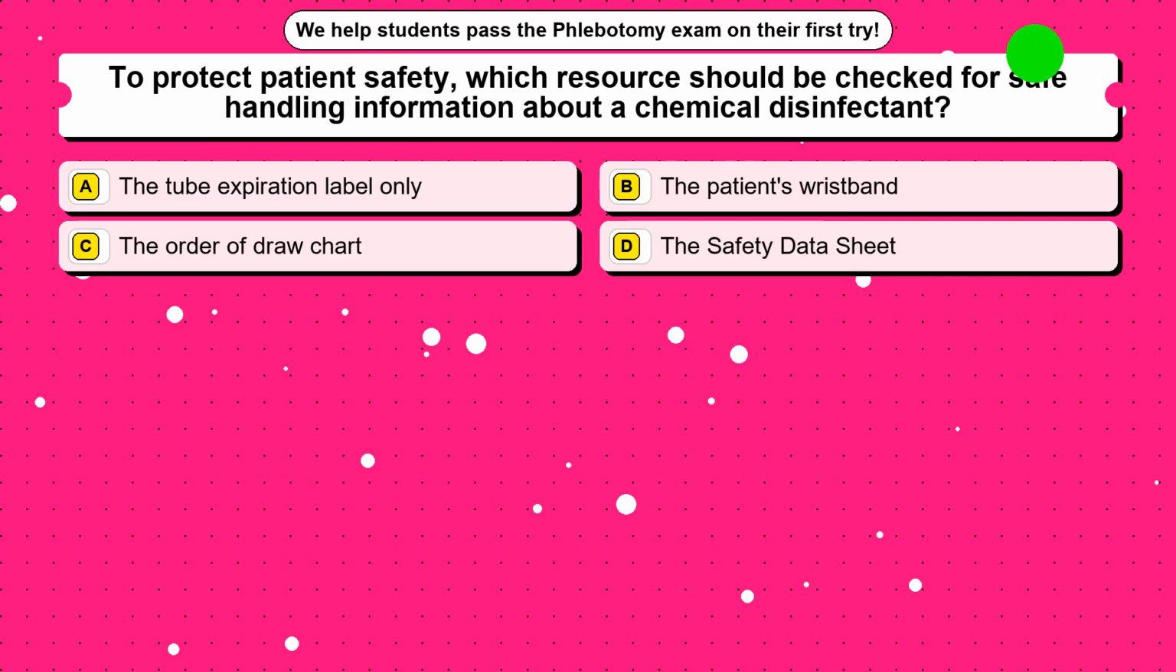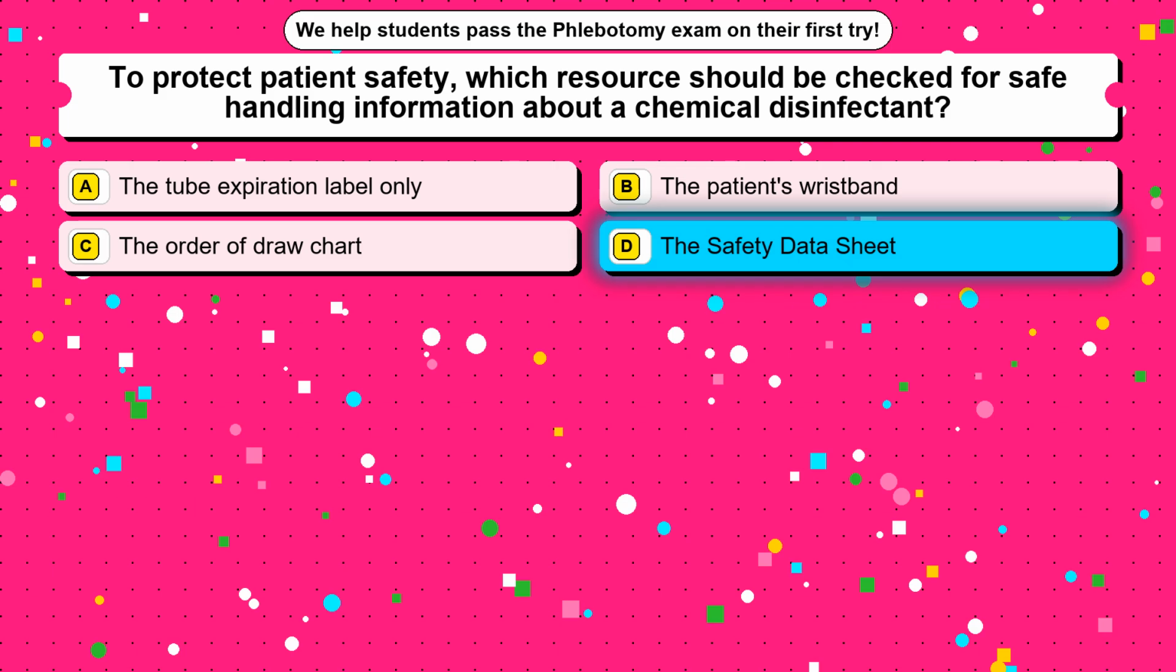Question 25. To protect patient safety, which resource should be checked for safe handling information about a chemical disinfectant? Option A. The tube expiration label only. Option B. The patient's wristband. Option C. The order of draw chart. Option D. The safety data sheet. The correct answer is option D.